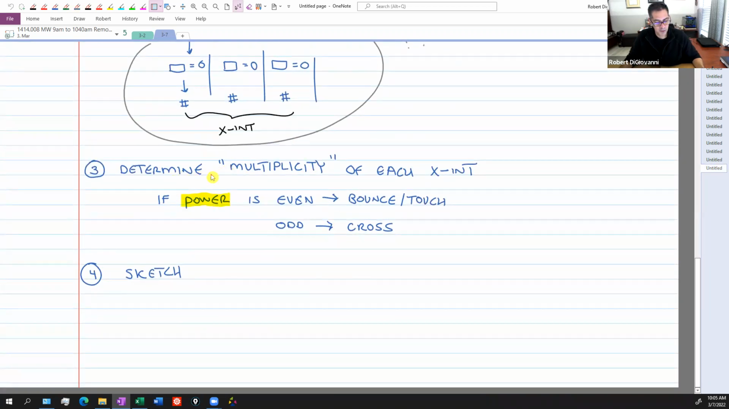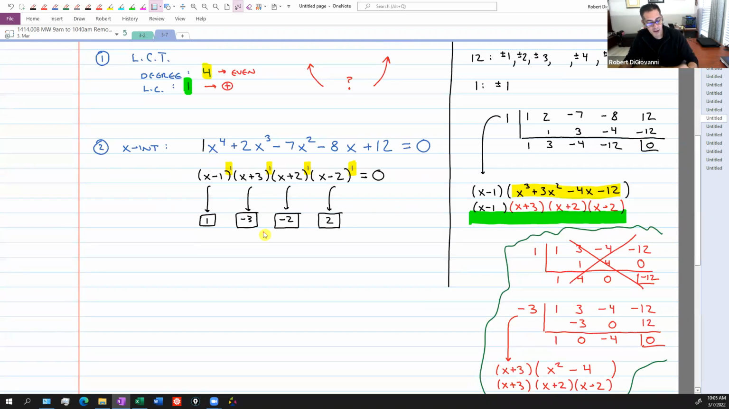Multiplicity. Determine the multiplicity of each of the x-intercepts. If the power is even, we will bounce or touch off the x-axis. If the power is odd, we will cross. All right, so all of these are odd, aren't they? They're all odd numbers. 1 is odd, 1 is odd, 1 is odd.